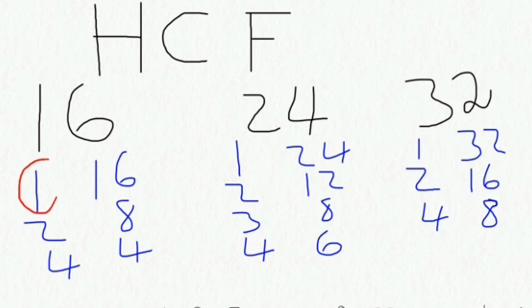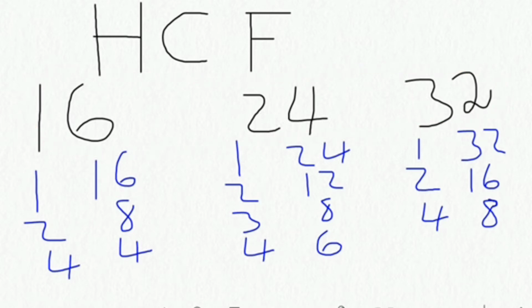This one. 1 is a factor of 16, it's also a factor of 24, and it's also a factor of 32. Therefore, 1 is a common factor of 16, 24, and 32. What about 2? 2 is a factor of 16, it's a factor of 24, and it's a factor of 32. Yes, 2 is a common factor of all these numbers.